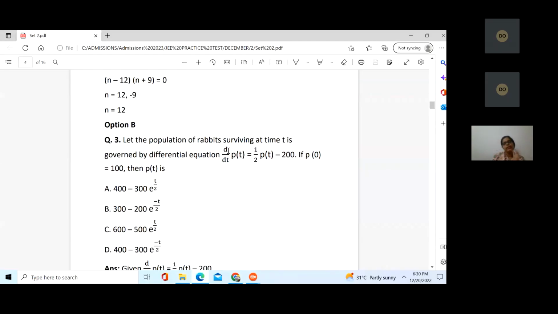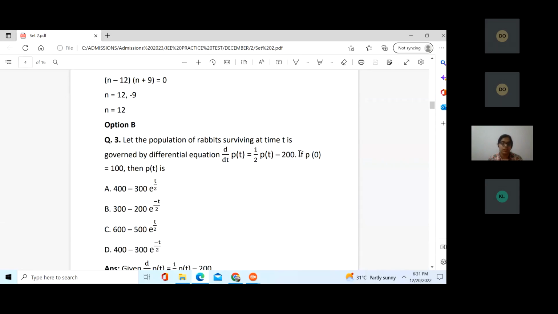When you look into this question, you can know it's in the form of d by dt of p of t. And in the answer, there is something in the form of e raised to something, maybe t by 2 or minus t by 2. In the question they have also given the value of p of 0. So think, from the question I need to get to the answer. How am I going to do it?